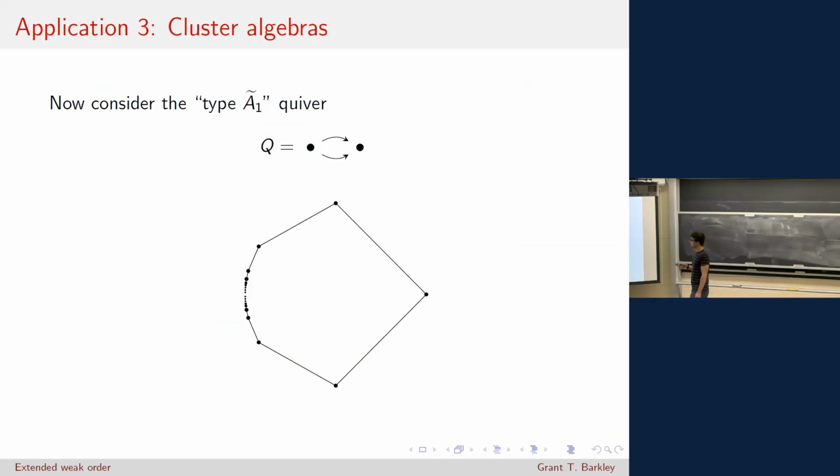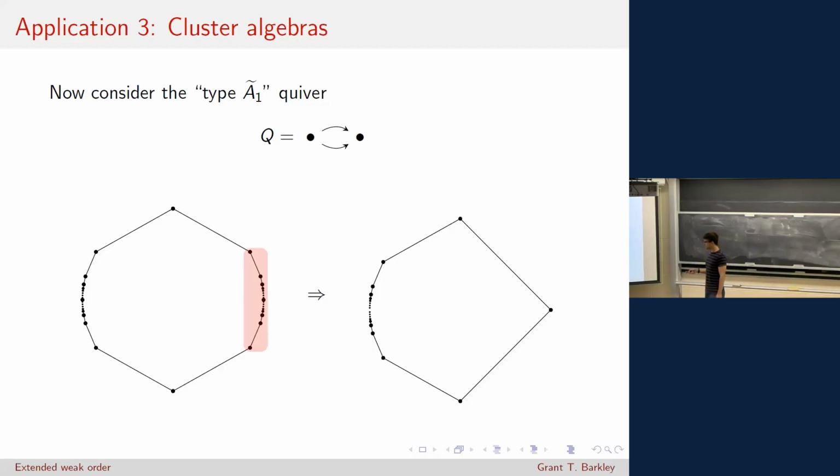Okay, and so here is another example. If I do it for the affine type A1 quiver, which looks like this, then I get this sort of picture. This half might look familiar from earlier. Okay, so here's the observation. This is a picture of the extended weak order for affine type A1. Same picture from before, but I just turned the roots into dots because it was messy. How do I go from this picture to this picture? Well, I basically just squish everything on the brain.